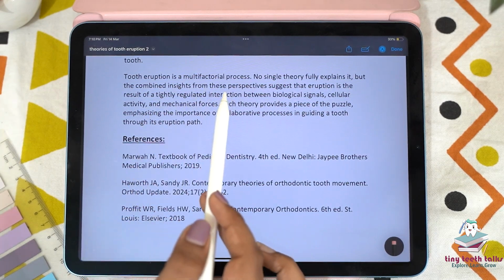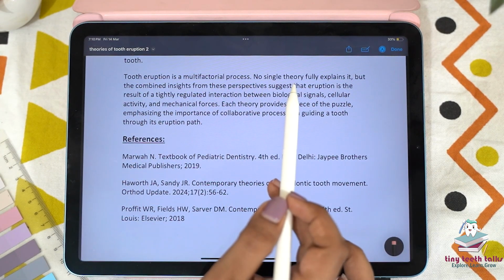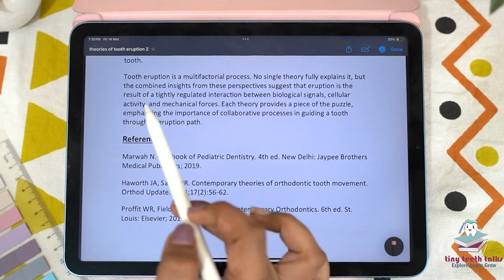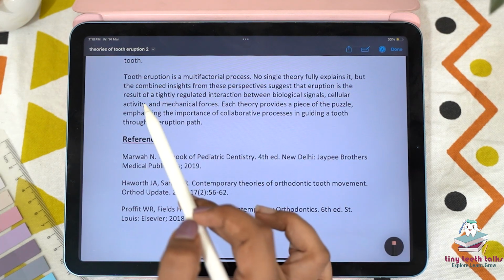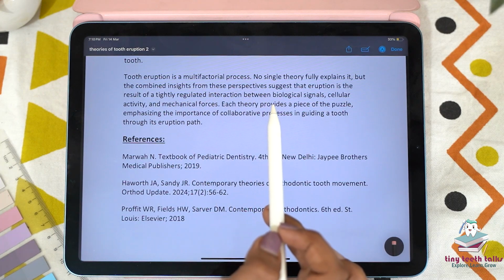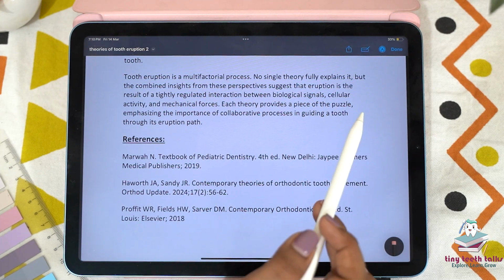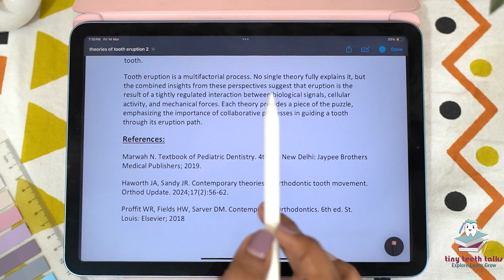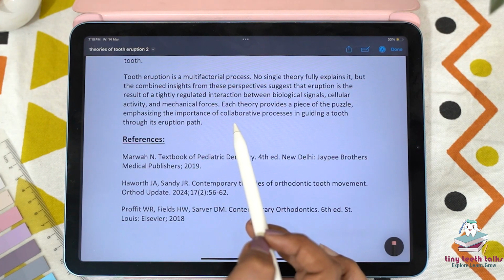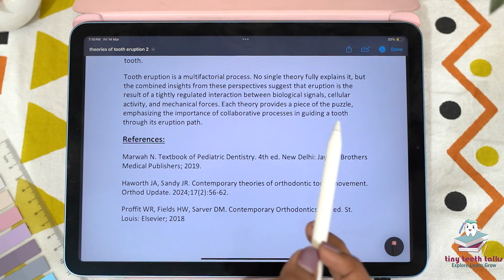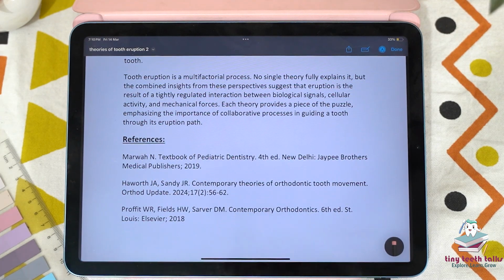The tooth eruption is a multifactorial process. No single theory fully explains it, but the combined insights from these perspectives suggest that eruption is the result of a tightly regulated interaction between biological signals, cellular activity, and mechanical forces. Each theory provides a piece of the puzzle, emphasizing the importance of collaborative processes in guiding a tooth through its eruption path. These are the references.